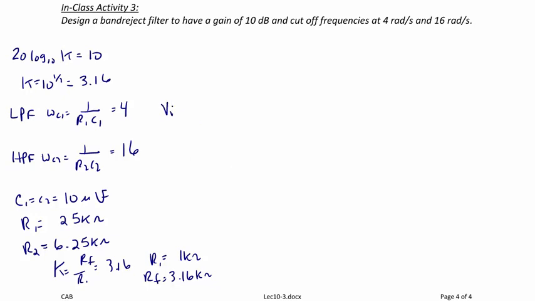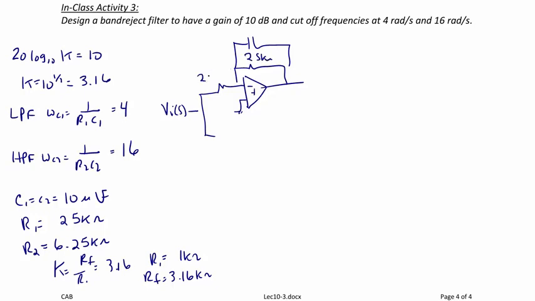So here we have the input, VI of S, and remember we're going to sum an active low pass and an active high pass filter. So here on the top I'm drawing the active low pass filter, where both of those resistors are going to be 25 kiloohms, and the capacitor is going to be 10 microfarads.